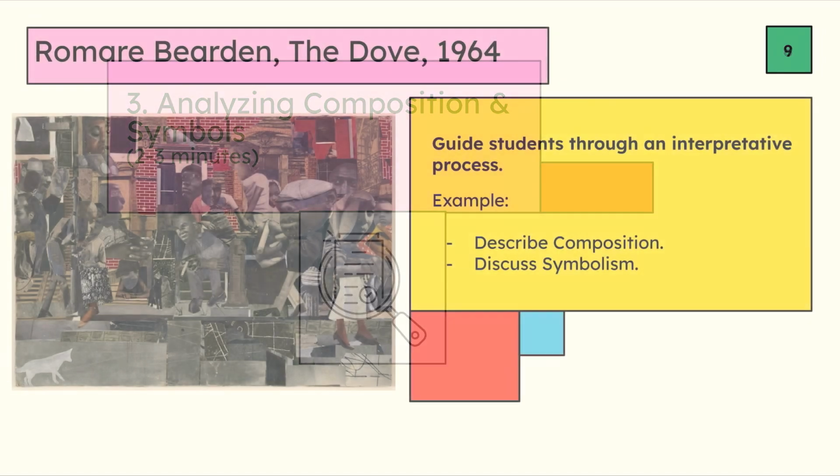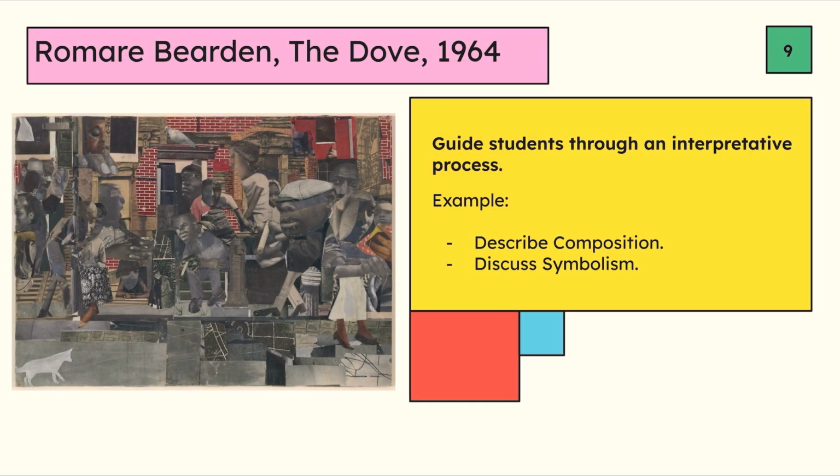At this point, we can guide our students through an interpretive process of the artwork. We can start by focusing on the composition. We can say something along the lines of, the fragmented, overlapping images create a sense of motion and chaos, which might reflect the vibrancy of city life.